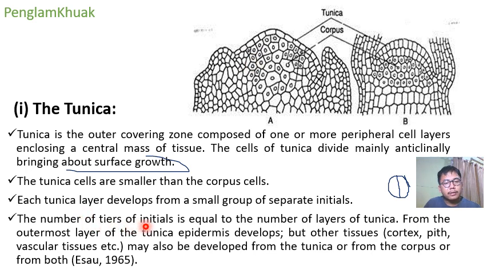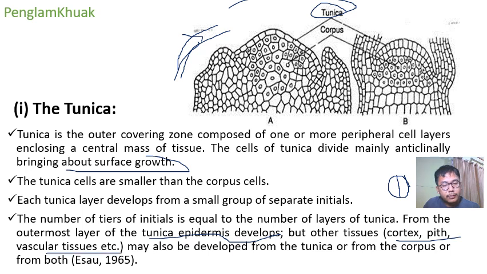The number of tiers of initials is equal to the number of layers of the tunica. If there are different layers, the number of tiers of initials is equal to the number of layers of tunica. That is the meaning. From the outermost layer of the tunica, the epidermis develops. Epidermis is developed from this tunica layer, but other tissues like the cortex, pith and vascular tissue can also be developed from the tunica, or from the corpus, or from both, according to ISAP.